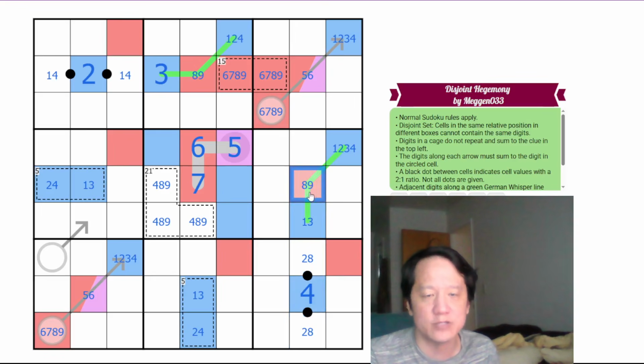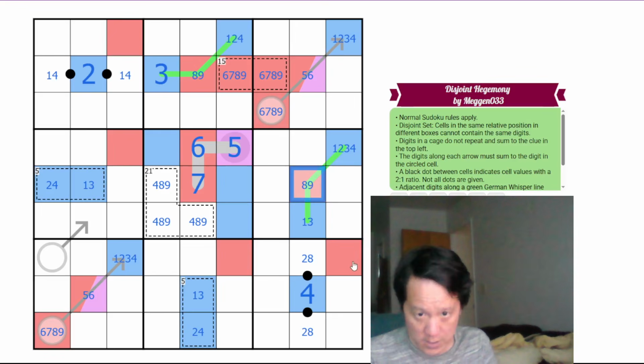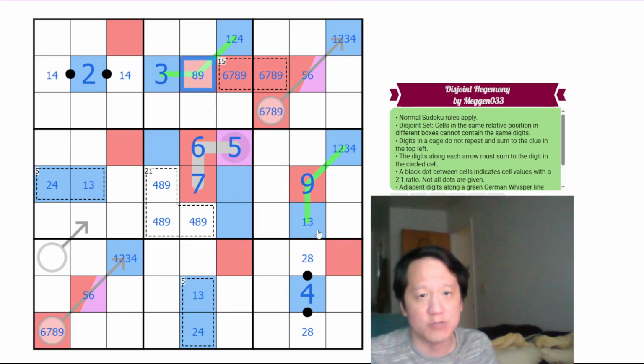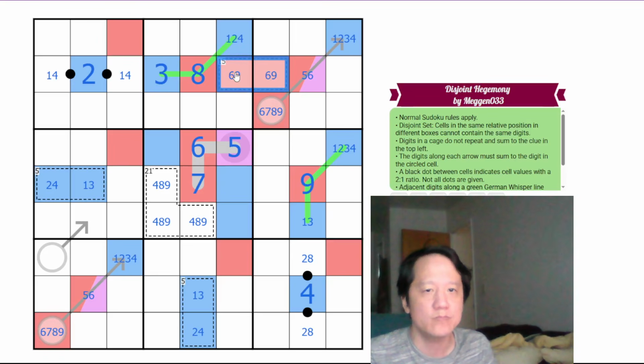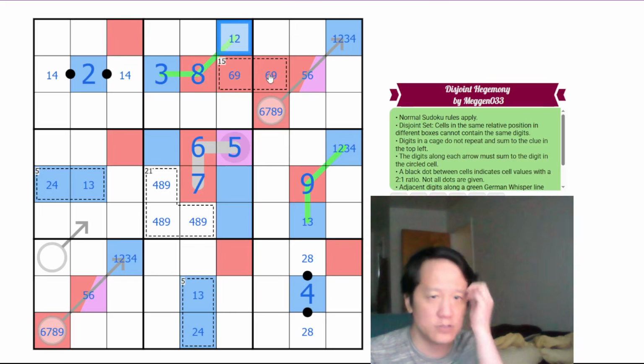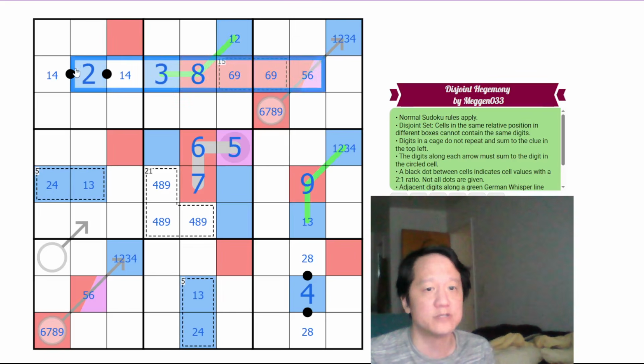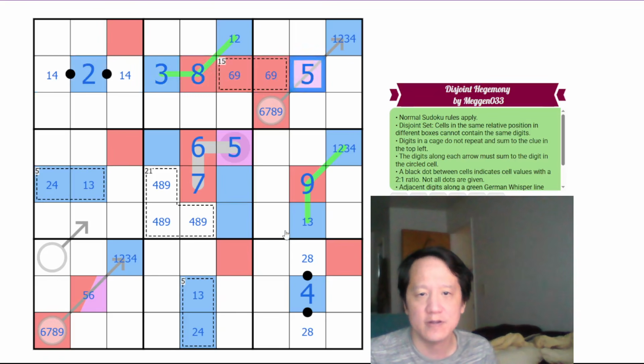2 and 8 eliminate 2 and 8 in the rest of the column, so this can't be 8, that's 9, which eliminates 9 in the rest of the central boxes, so that's 8. This cannot be 7, 8, it's 6, 9 as a pair. 8 cannot be next to 4 on Whisper 5 line. So this is 1 and 2. 6 and 9 eliminate 6 and 9 in the rest of row 2. So this can't be 6, it's 5. That means this can't be 5 here, so this has to be 6.